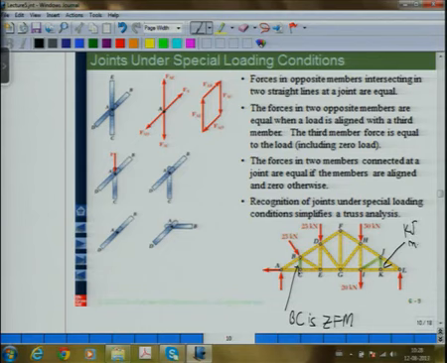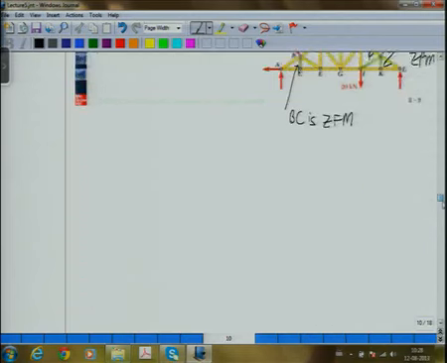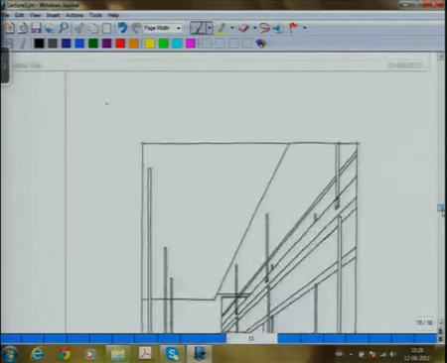KJ is a zero force member, and so therefore JI is also a zero force member. So some of these simplifications we can get without doing any calculation. Sometimes you may be asked some of these problems, identify zero force members by inspection. So this is how you will do that.